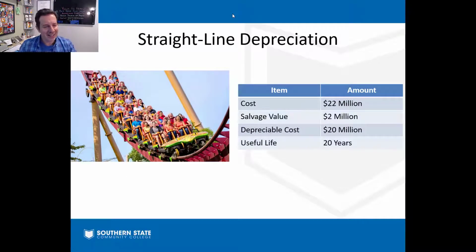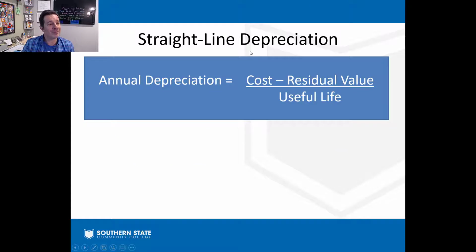$22 million is what they paid for that roller coaster. We're going to assume a salvage value of $2 million, and that makes our depreciable cost $20 million. Cost minus our salvage value is the amount we're going to depreciate. So $20 million, and we're going to spread it out over 20 years because that's our useful life on the roller coaster according to Cedar Fair.